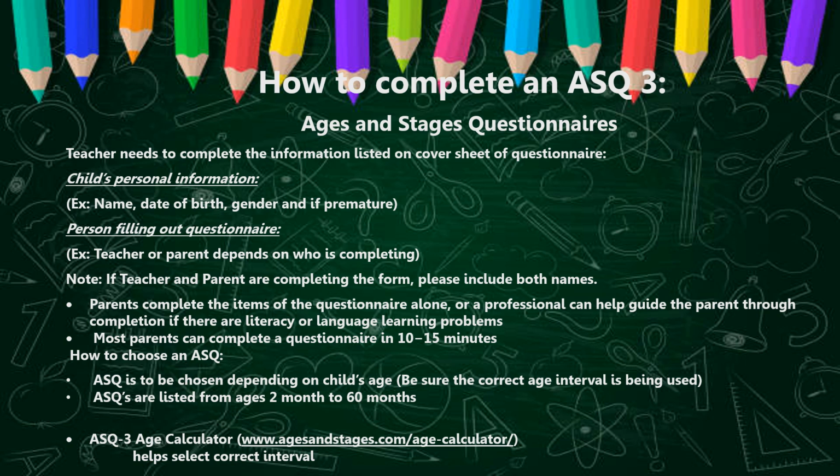How to choose an ASQ? ASQ is to be chosen depending on the child's age. Be sure that the correct age interval is being used. ASQs are listed from ages 2 months to 16 months. The ASQ3 age calculator helps select the correct interval.